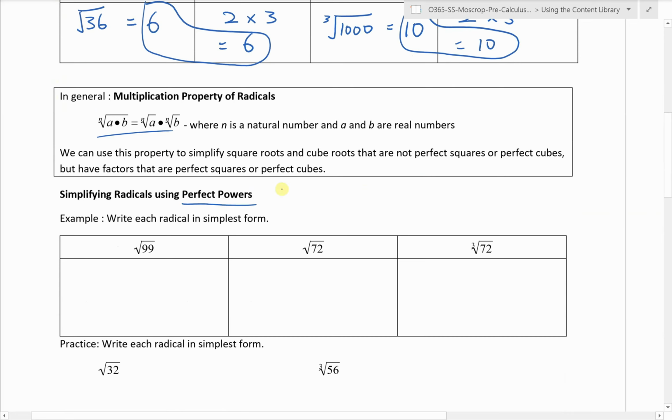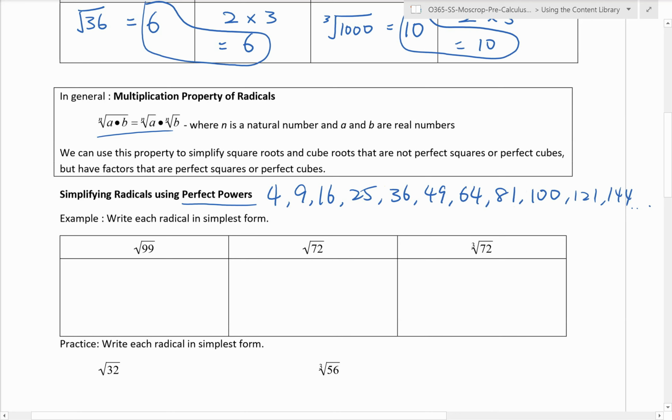So the perfect powers are 2 squared, which is 4, 3 squared is 9, 4 squared is 16, 5 squared is 25, 6 squared is 36, 7 squared is 49, 8 squared is 64, 9 squared is 81, 10 squared is 100. Usually that's pretty much all the numbers you need to use. I mean, it could get bigger, right? So it could be 121, 144, and so on.